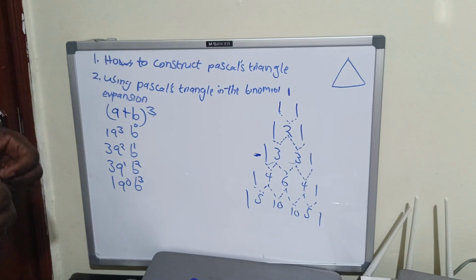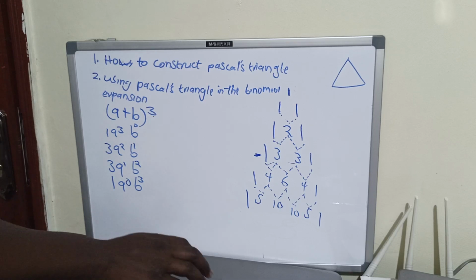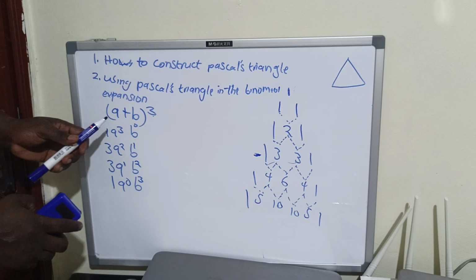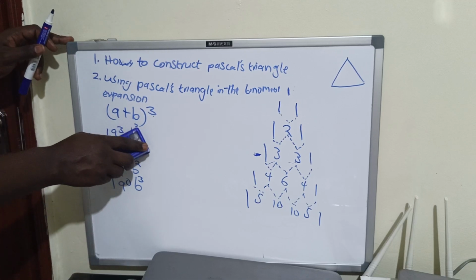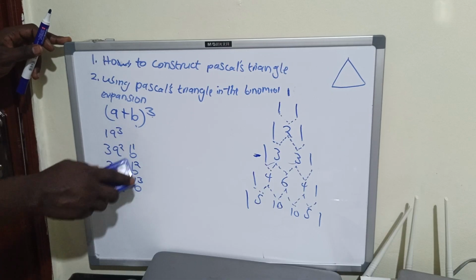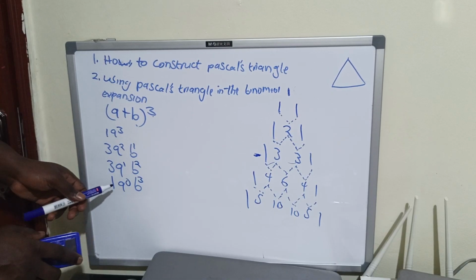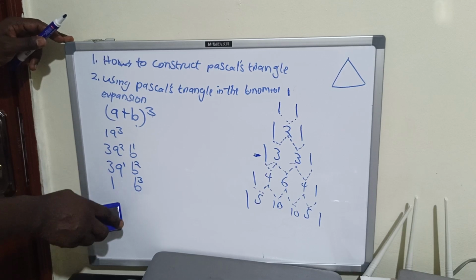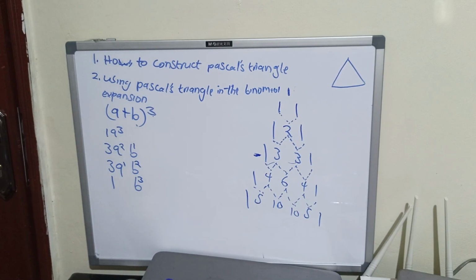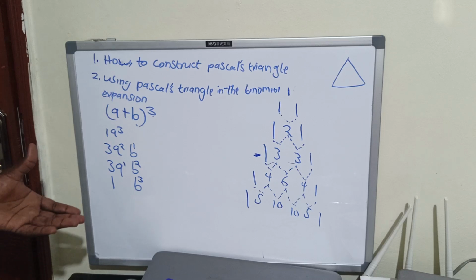Anything raised to power 0 is 1, and any number times 1 is that number. So because b raised to power 0 is 1, 1 times this one, you can assume it, you can remove it. A raised to power 0, you can remove it like this. Until there we are clear.